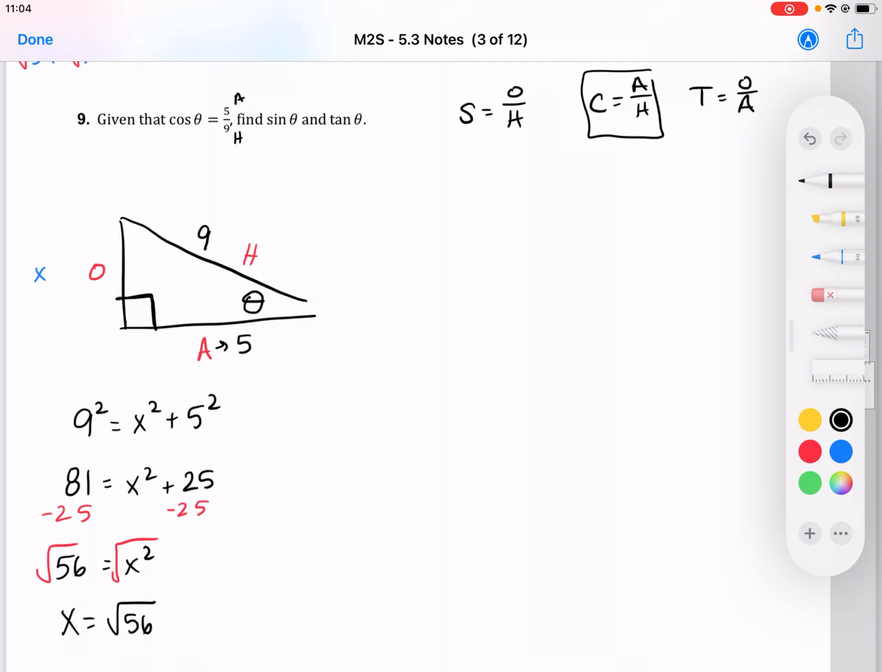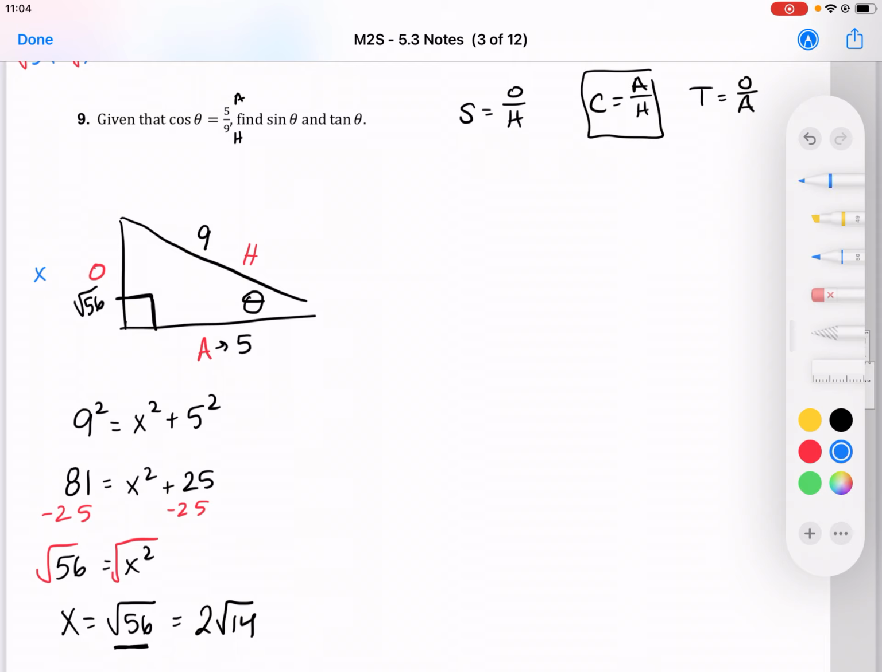Now, if you type this into the calculator, it depends on what calculator. Sometimes you'll get a decimal. If you get a decimal, just keep it as square root of 56. If you're using one of my calculators, it'll tell you the answer is 2 square root of 14. Either one, I don't care which one you use, I'm going to just keep it as square root of 56.